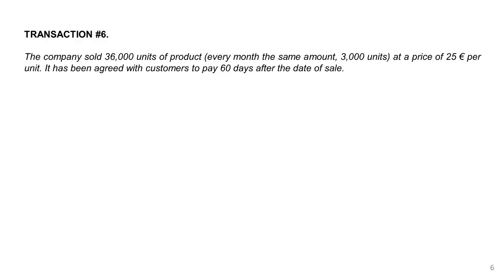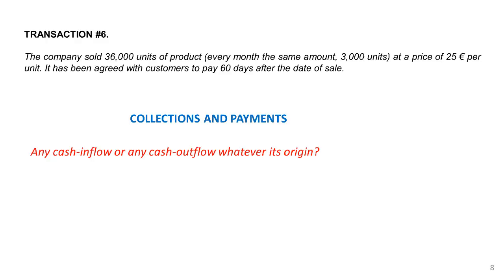As mentioned above, the transaction that we are analyzing in this unit refers to the sales of products in 2016. Firstly, as we did before, we identify the possible collections and payments that could have taken place in 2016 due to the sale of products. In a nutshell, we will determine the possible cash inflows or cash outflows related to this transaction in 2016.